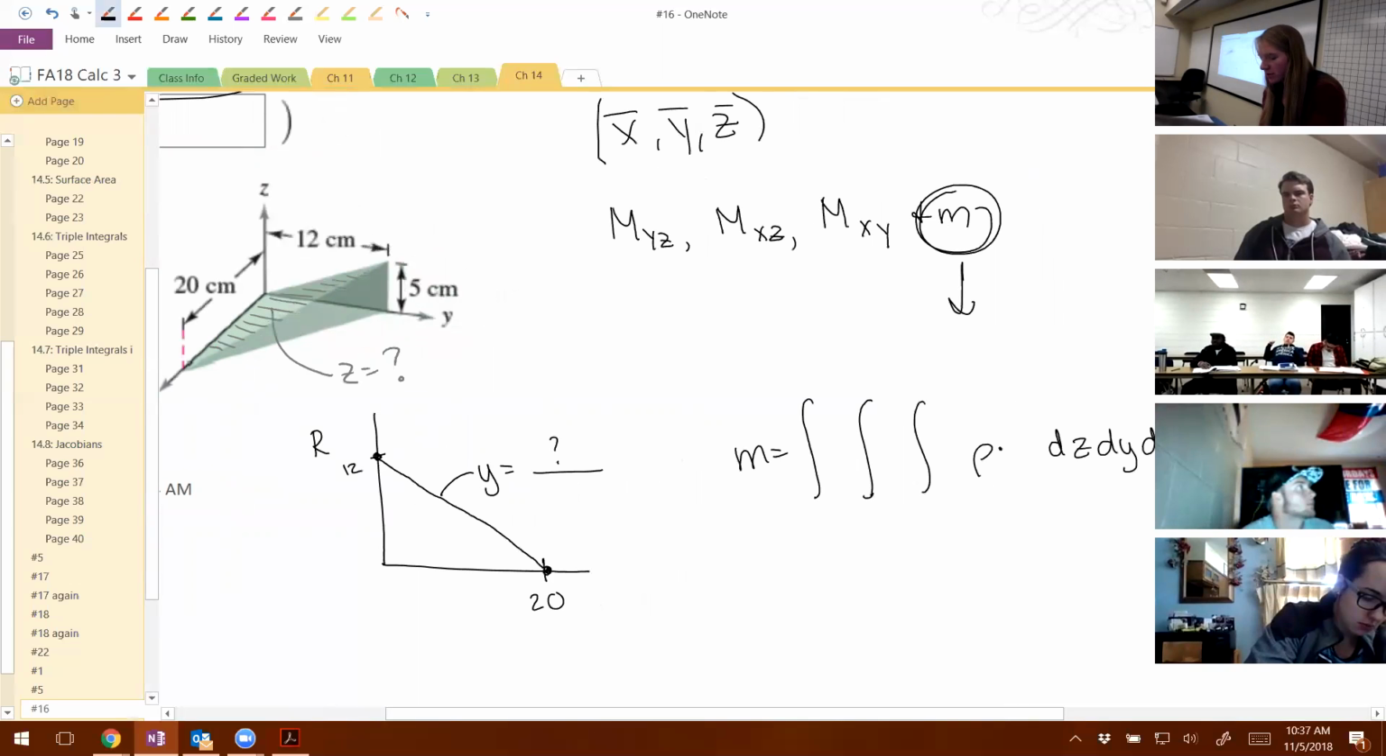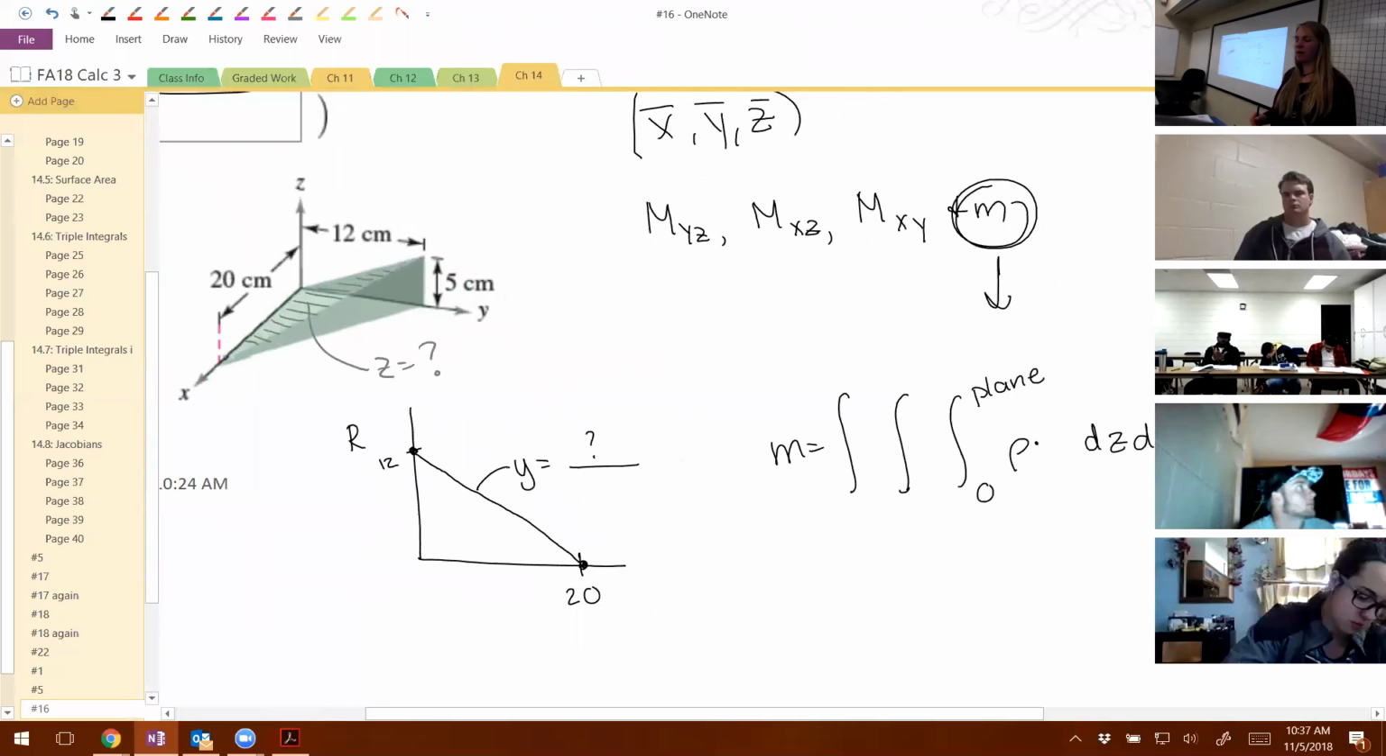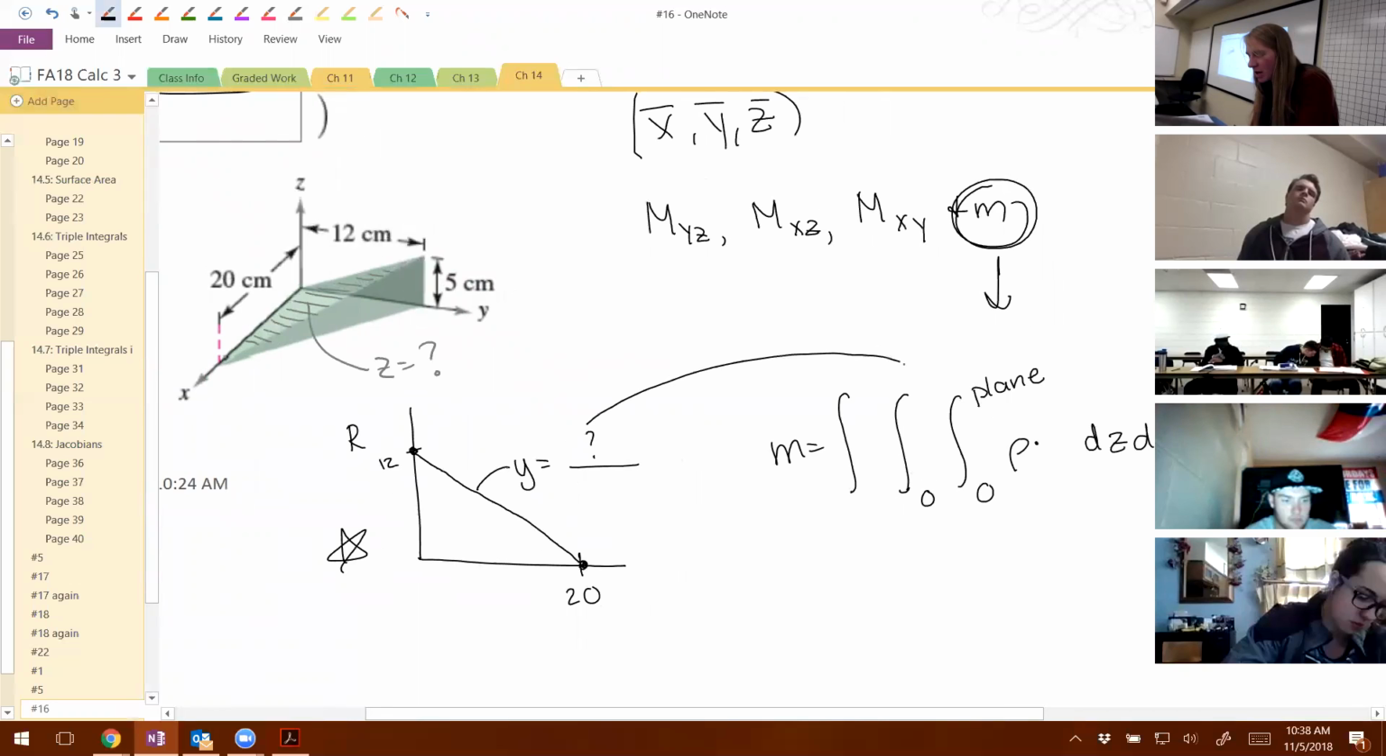Your limits of integration for z are going to go from 0 to whatever the equation of the plane is that you come up with. I didn't go through all those steps, but if you go back to find the equation of that plane, there's a couple ways you can do it. I'll cover that in just a minute. For y, if we go back to this picture down here, y is going to range from 0 to whatever the line is that you came up with over here. And then for x, we're going to go from 0 to 20, since that is your range for x.